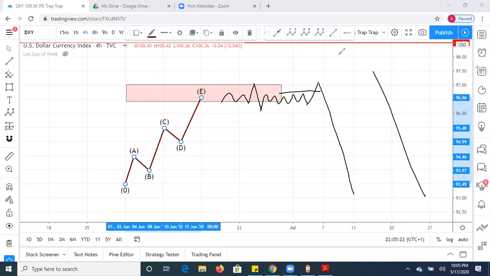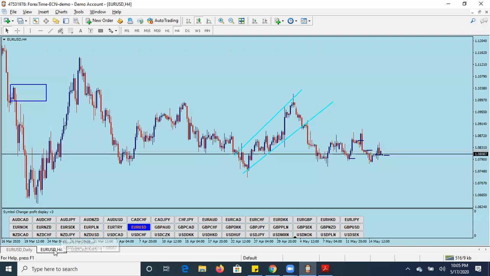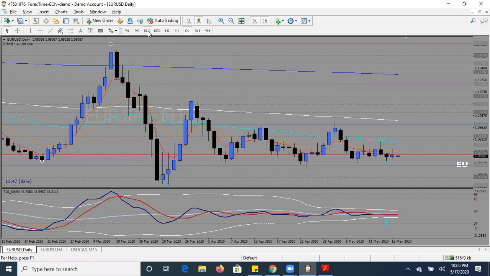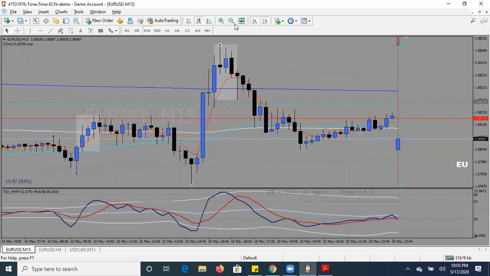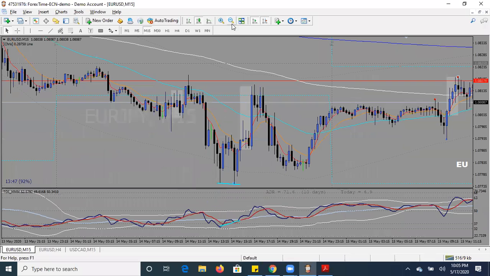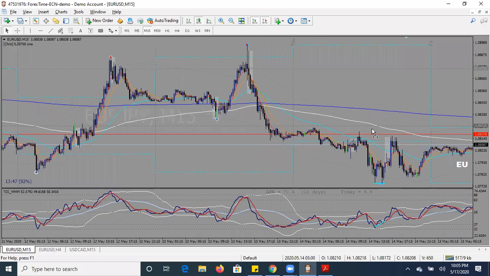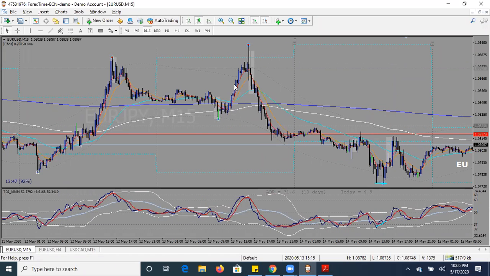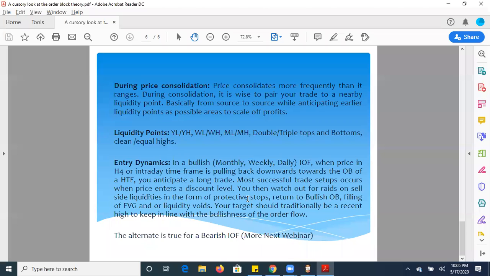Right? We had something that looks similar to this, not exactly the same, similar to this on EU. So let's look at EU on the 15 minutes, right? So in SimplyPips, we took an EU sell. While some people were bullish, we were anticipating EU to take out this high. And when EU took this high, we were bearish. We were basically bearish from this point, right? And that was exactly what I just explained. So the alternate is true for a bearish order flow. We'll discuss more next webinar.